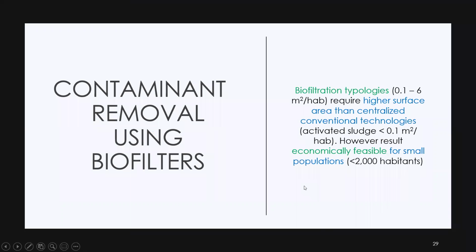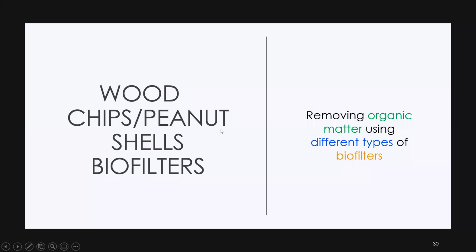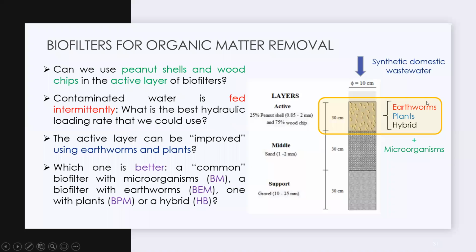So in the next few slides, I will present some of the results that we have obtained during the last few months. And those are related first to using biofilters to remove organic matter and also to remove nutrients from contaminated wastewater. What is the idea in this case? Well, in one of the studies that we performed, we used wood chips and peanut shells as support material for biofilters. In the biofilter, what you can do is you can set a column like this one, and then you can have here different layers of materials.